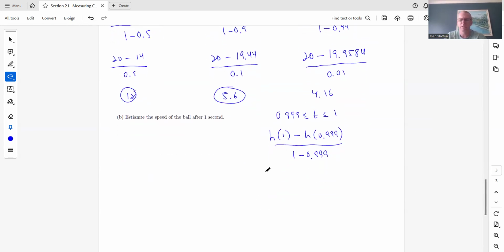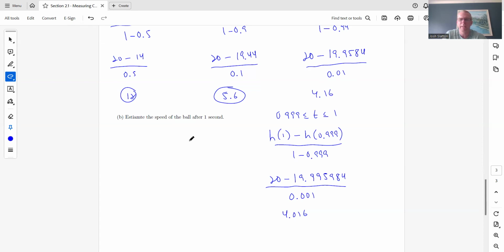So we have 20 minus 19.995984, and that's over 0.001. That comes to 4.016. We can see we're getting closer and closer to 4. And you can imagine, judging by this pattern, that if we did 0.9999, we're just going to be adding zeros, maybe.